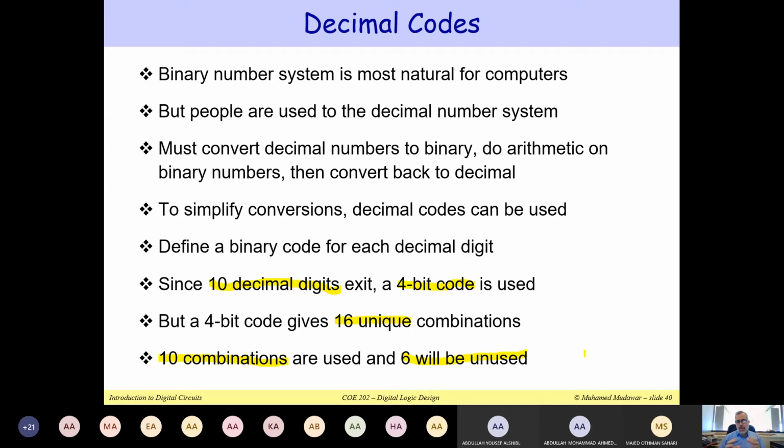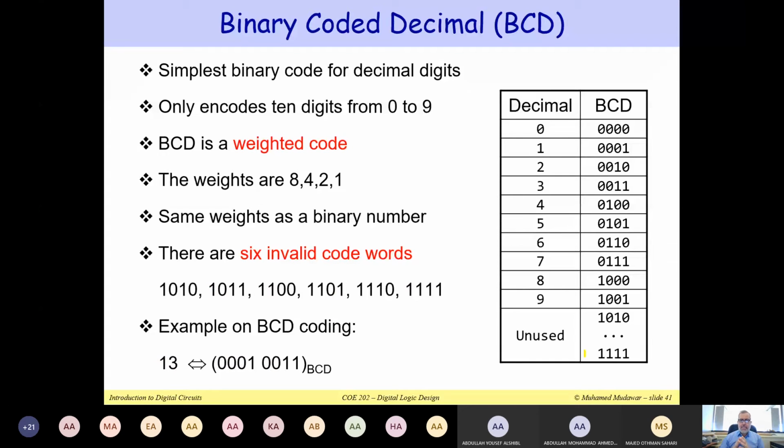Now, how do we assign the code to each digit? We can come up with different ways of doing it. For example, BCD means binary coded decimal. So we assign to the decimal digit 0 the code 0000, and we go all the way to 9, which is 1001. Notice that this number in binary is 9 in decimal. So basically, we assign to each decimal digit a unique BCD code, a binary code.